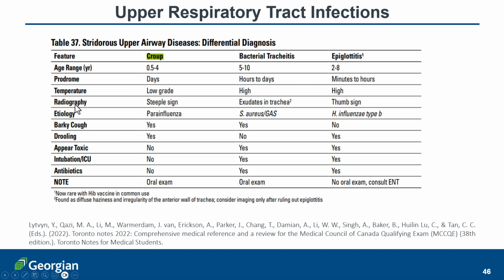In terms of the chest x-ray on the radiography, you'll see the steeple sign. This is the steeple-church sign, whereby the trachea narrows down into a steeple-like position, and that accounts for the fact that you have this very strong stridor developing. The etiology is a parainfluenza virus, and yes, the hallmark clinical manifestation of croup is the seal-like barking cough.